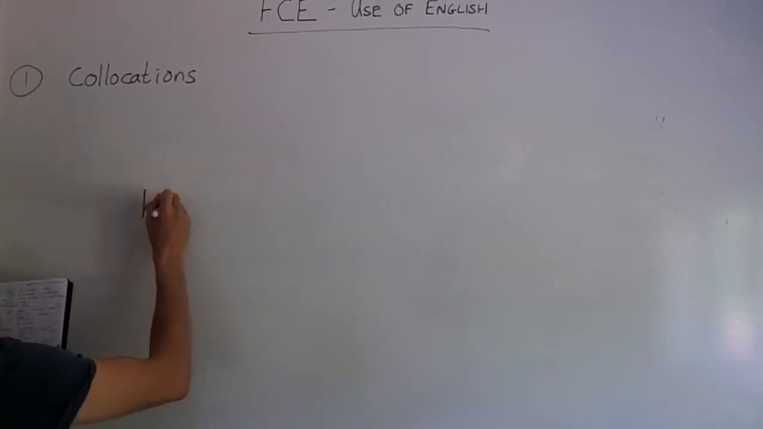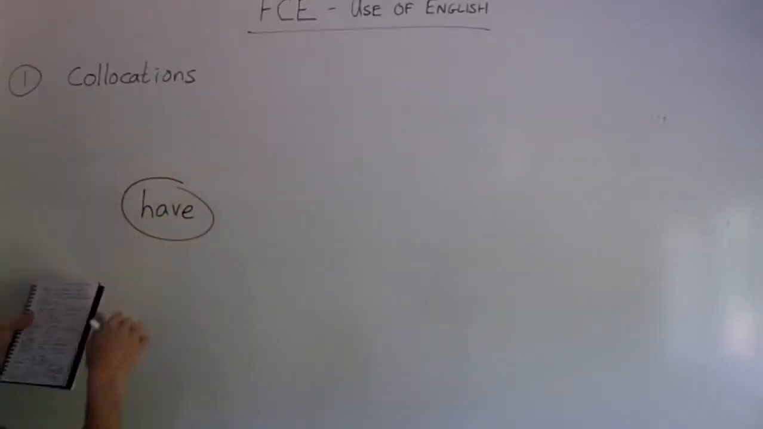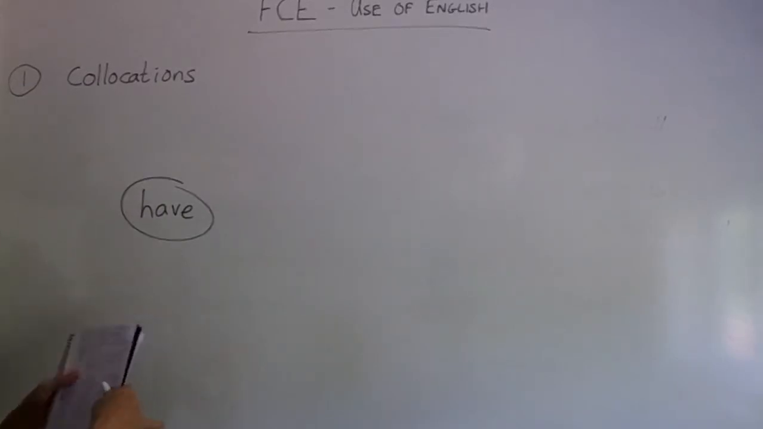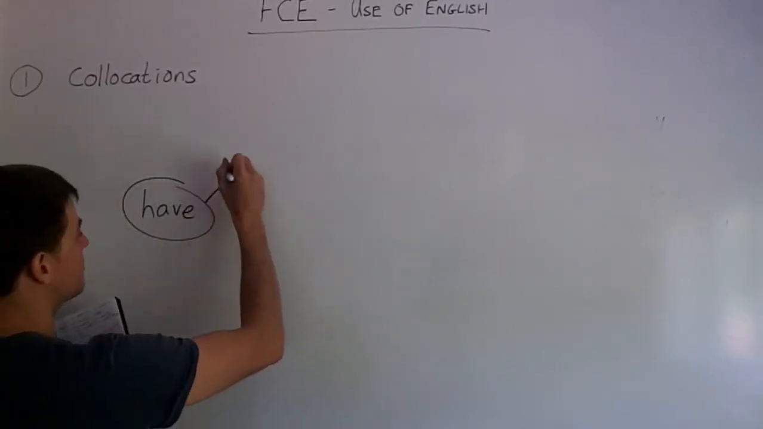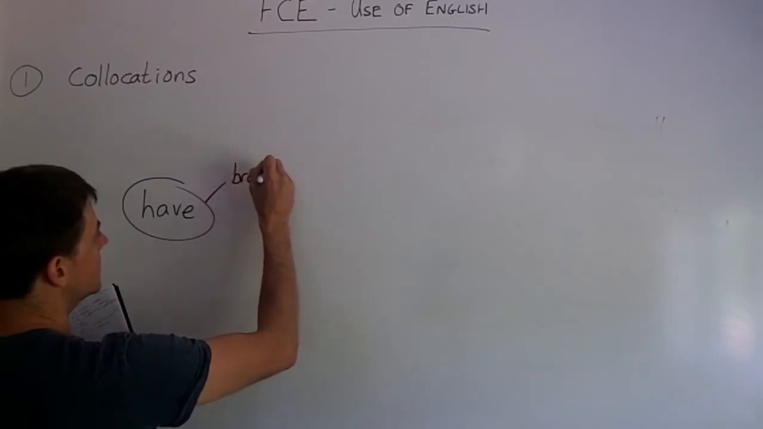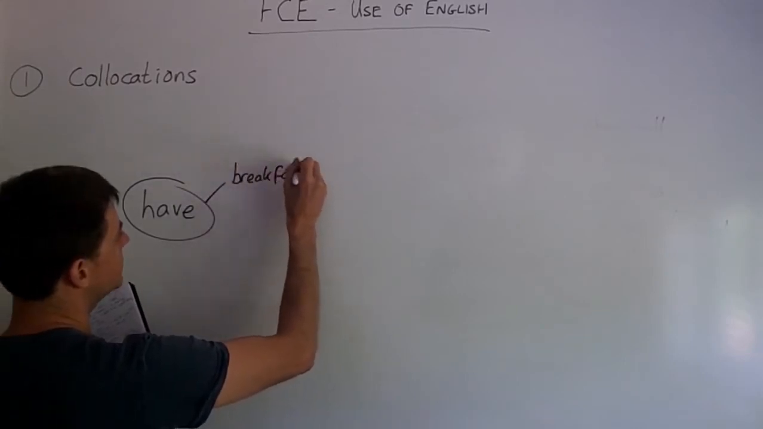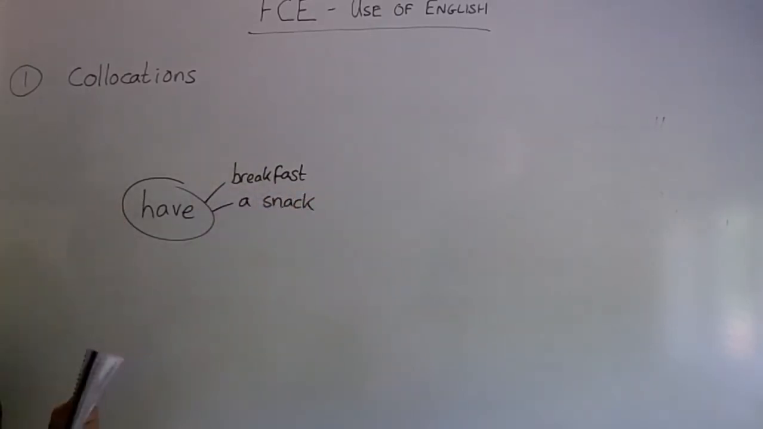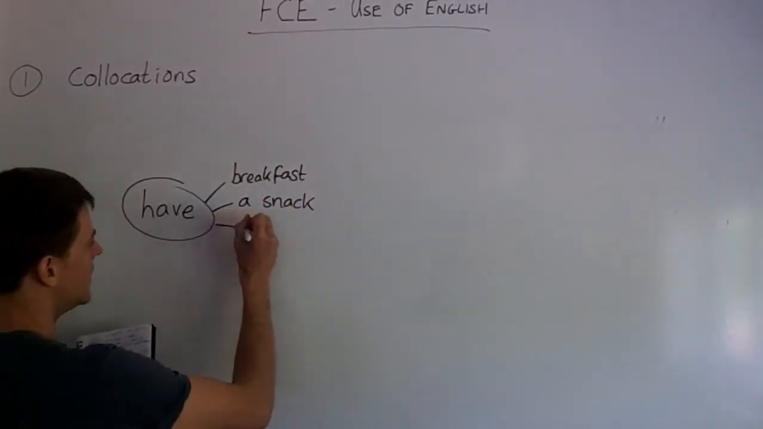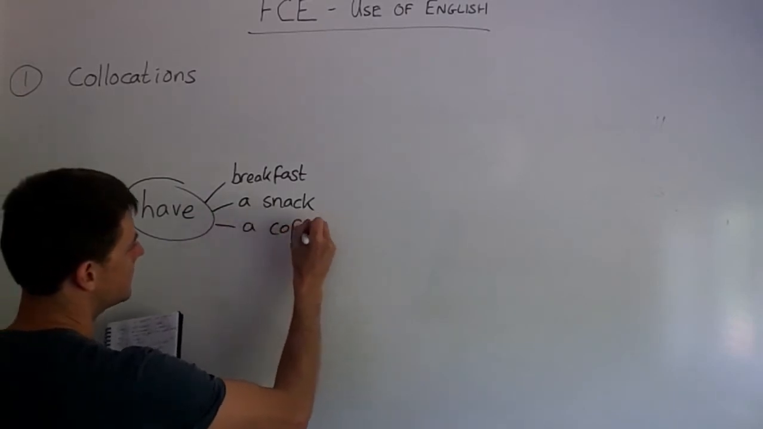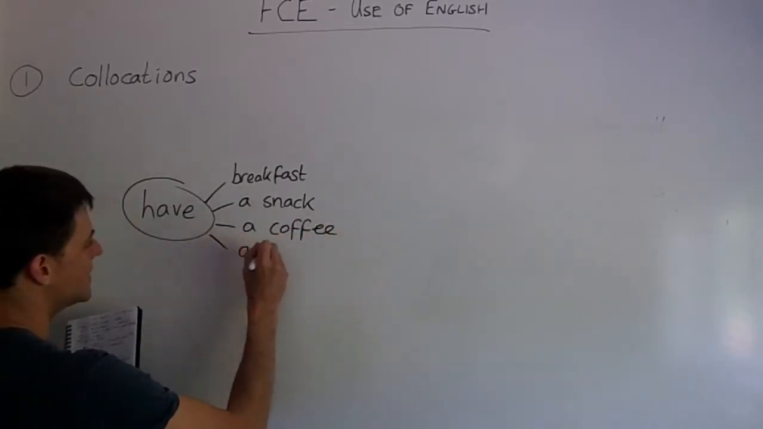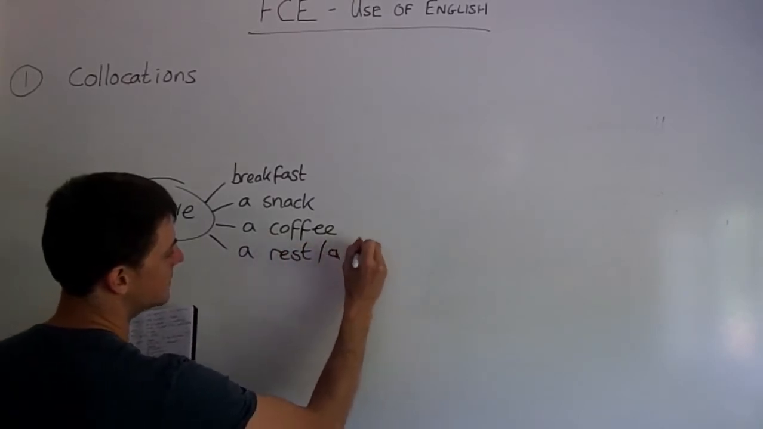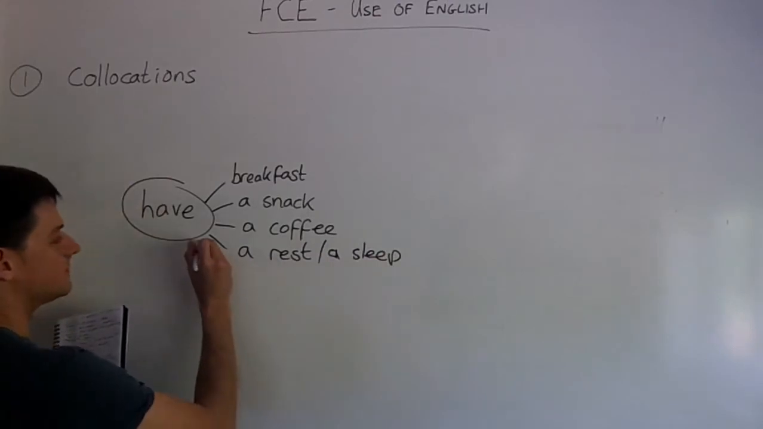Let's have a look at have now. Now, have has got a lot of different nouns which can go with it. You can have like eat. You can have breakfast, lunch, dinner. Have a snack. Okay, so quite often it's used in the sense of eating and drinking. Have a coffee. Have a rest. Have a sleep. Have a chat. There are so many with have.